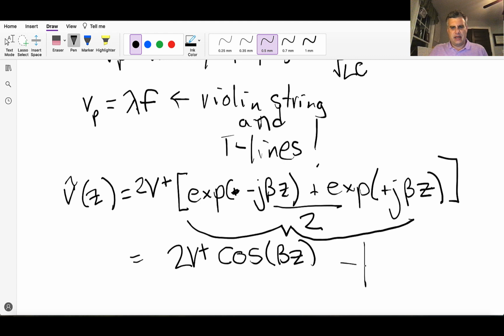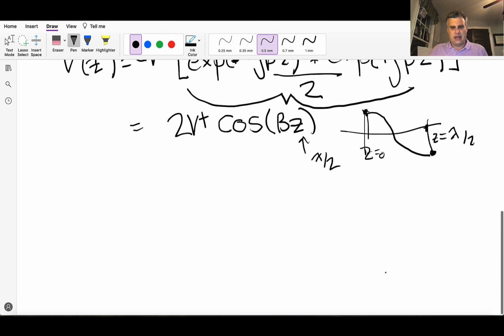Remember what cosine looks like if it starts out positive over here at z equals 0. If I go, in this case, lambda over 2, just like we said, I'm going to pass through the inflection point to get to lambda over 2. And look at that. I'm exactly negative, just as we predicted for our voltage waveform in resonance on that half wavelength transmission line. That's what the standing wave looks like.